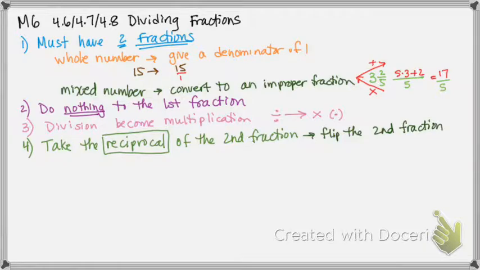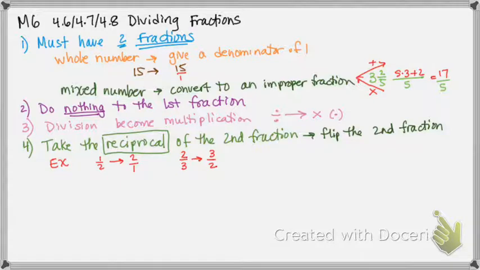Okay, so I'm going to give you some examples of that. So let's say you have 1/2. If you take its reciprocal, the 2 goes on top and the 1 goes on the bottom. So 2 over 1 is the reciprocal of 1 over 2. 2 over 3. Well, that becomes 3 over 2. 3/2 is the reciprocal of 2/3.